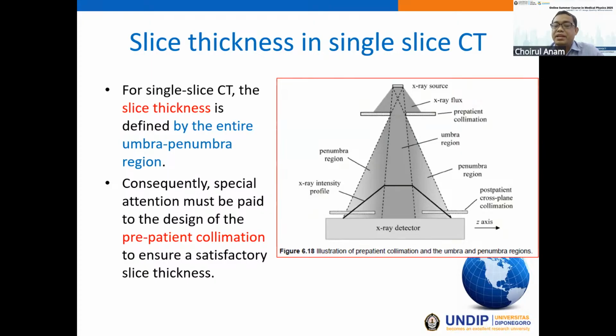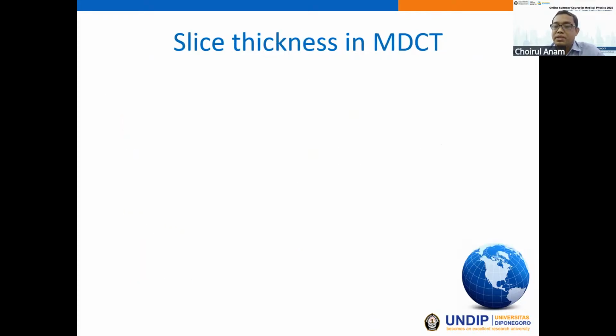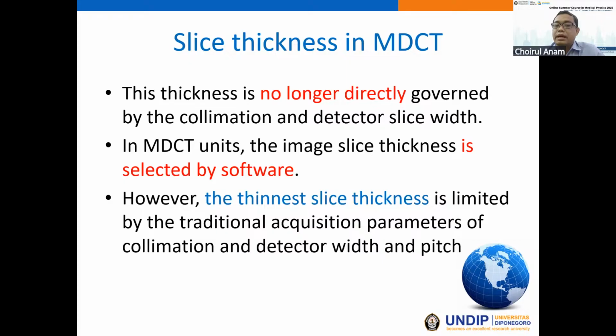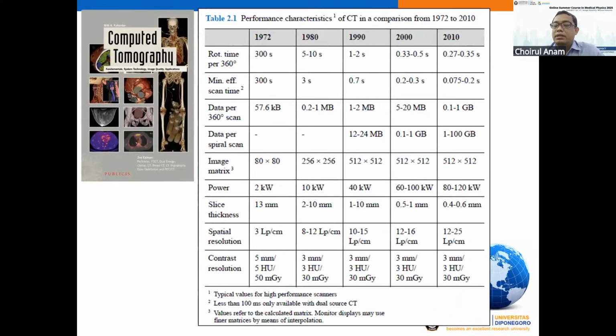But for the single slice CT, the slice thickness is relatively easy to understand because it is governed only by the beam collimation. This is the beam collimation, and we have the slice thickness. For the MDCT or MSCT, it is selected by the software and set by the user. And now the slice thickness becomes smaller and smaller. In the beginning of CT, the slice thickness was, as we can see here, more than 10 millimeters. And now it can be reduced to lower than 1 millimeter, or sub-millimeter.